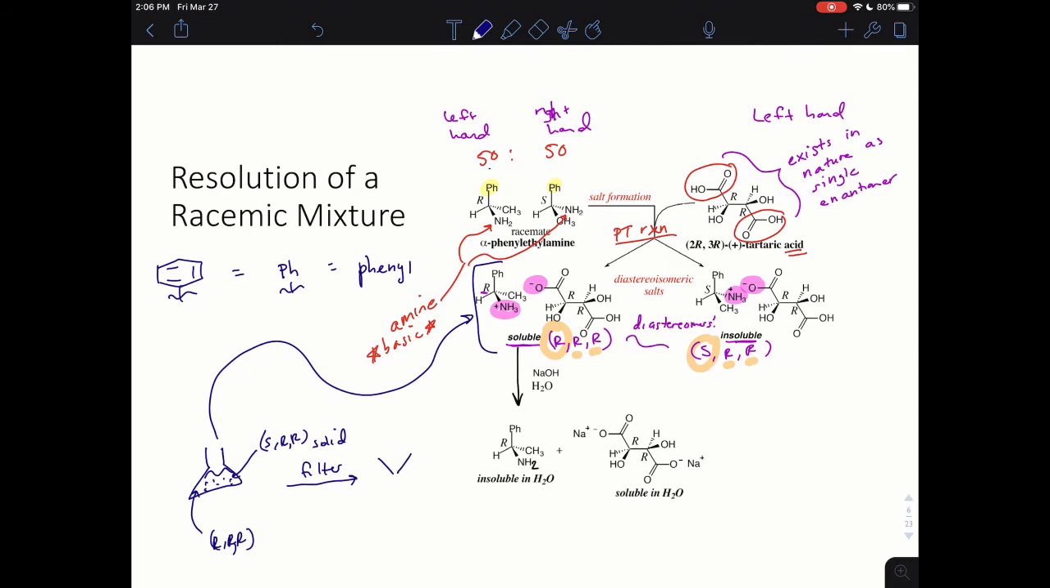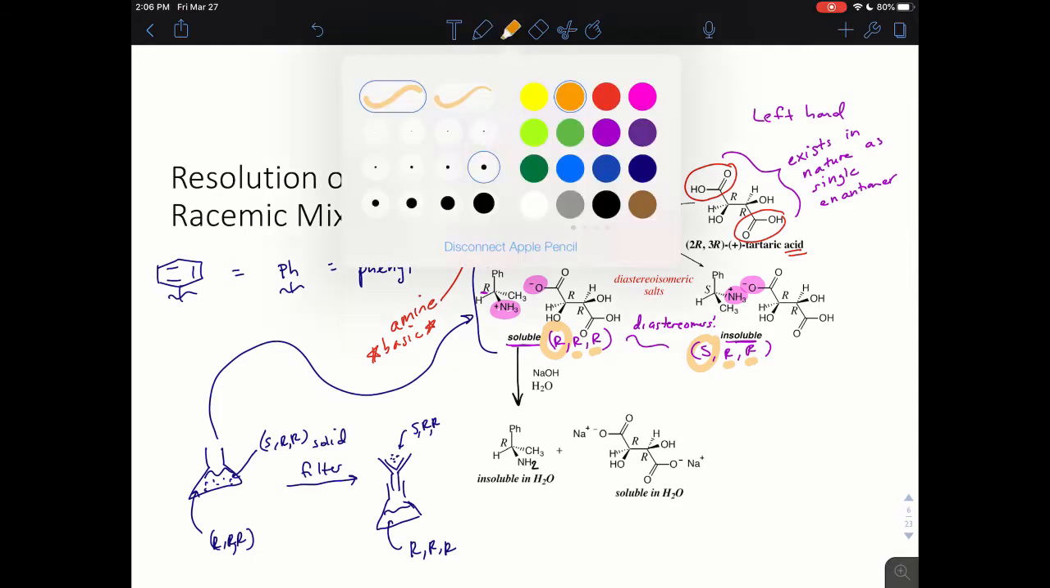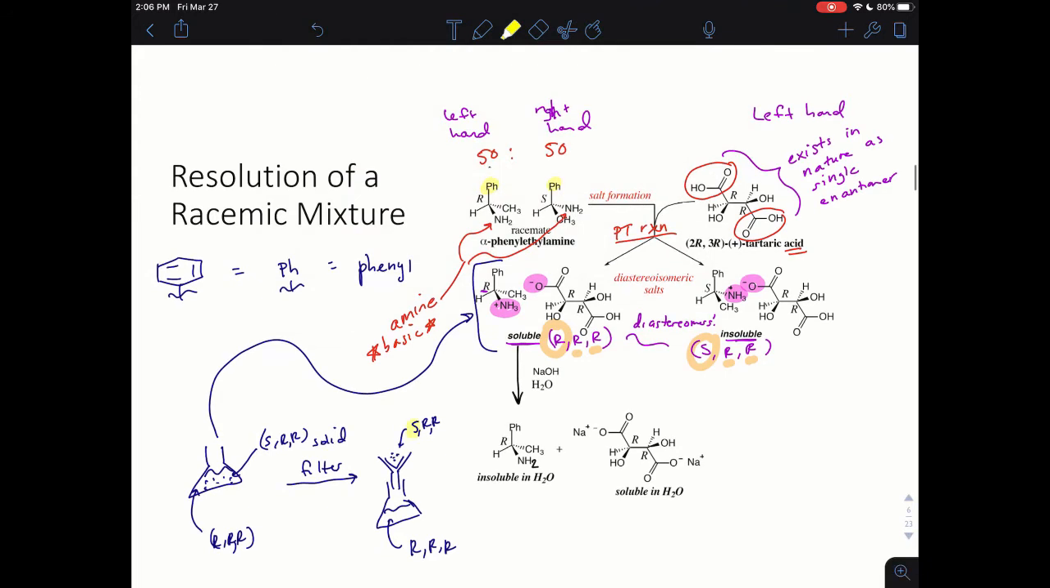We're going to filter them, and we're not going to worry about a beautiful picture here, but that means in our filter paper, we're going to have the S,R,R. Down here in the mother liquor, we have the R,R,R. So then, of course, we've separated the enantiomers, and that is really awesome because it was impossible to do by any other way until we turned them into diastereomeric salts.